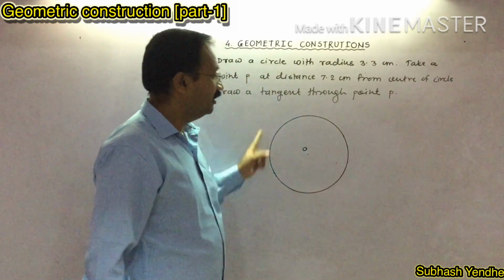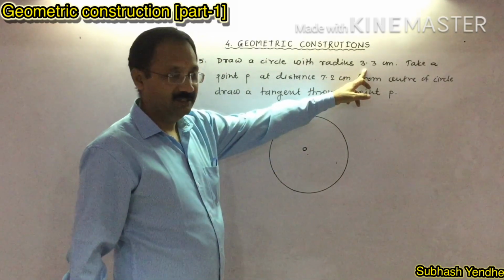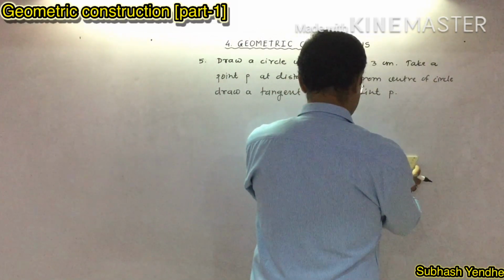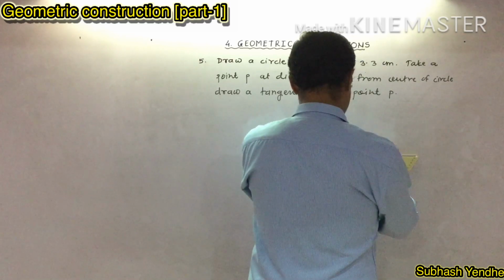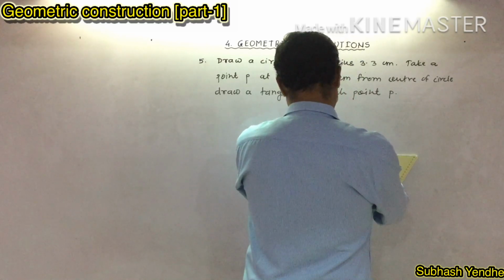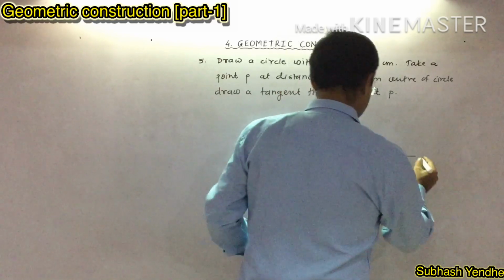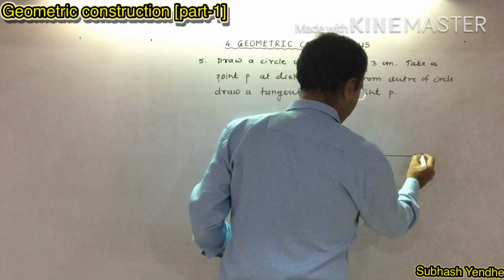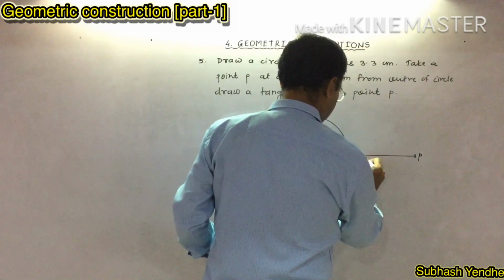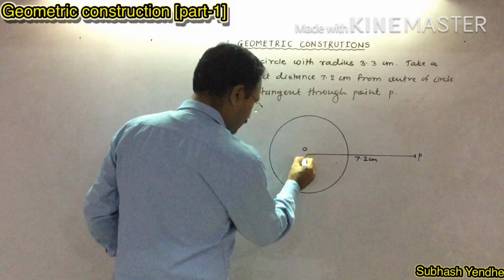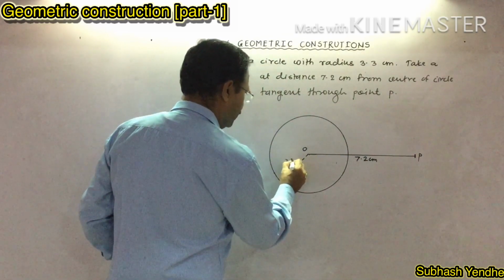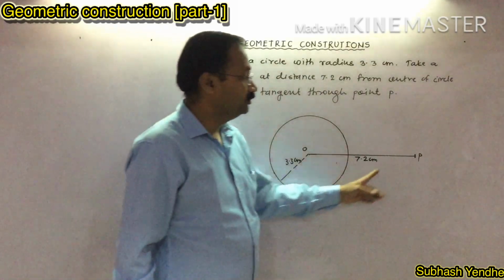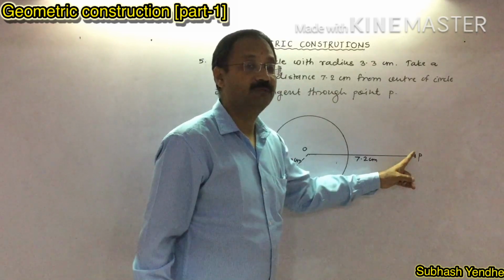So I have drawn a one circle whose radius is 3.3 centimeter. Now I am going to take a 7.2 centimeter distance here. So here I have taken the distance 7.2 centimeter and this point is called P. This distance is 7.2. Now you can see the radius is 3.3 centimeter. Now what you have to do? You have to draw the tangent through the point P.